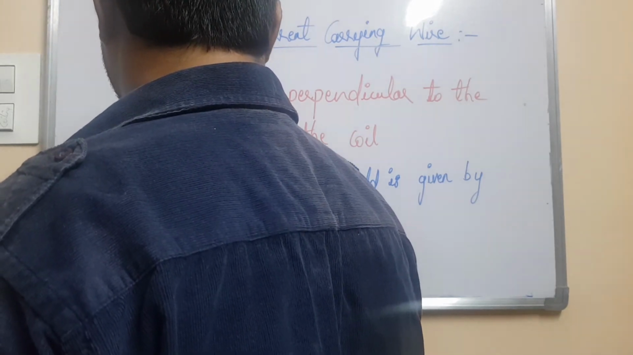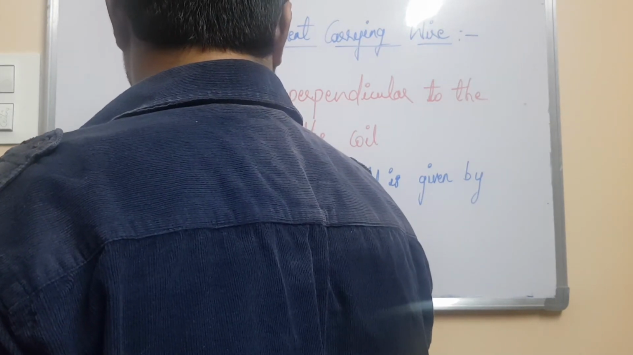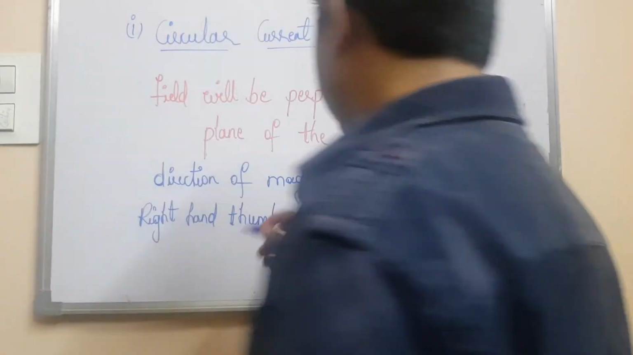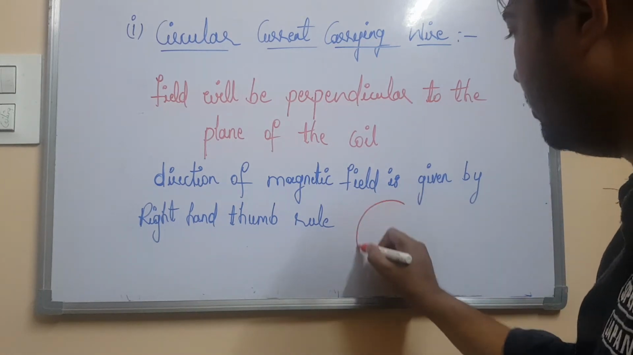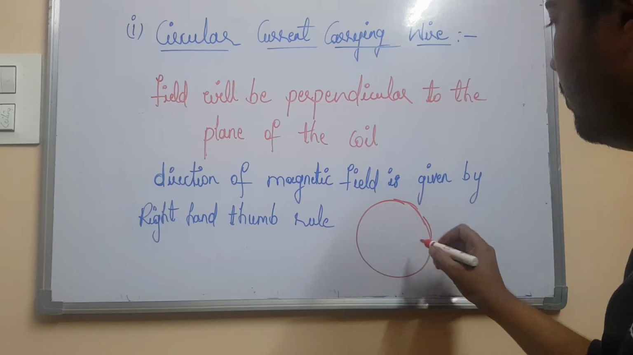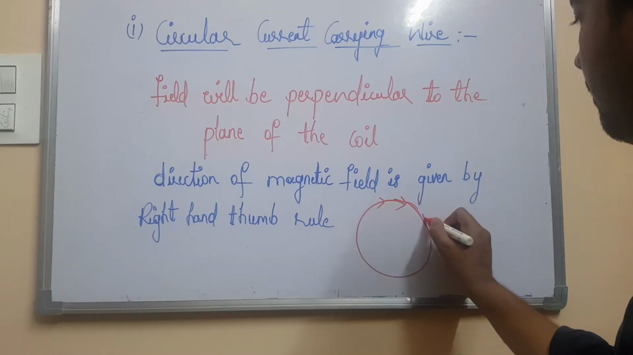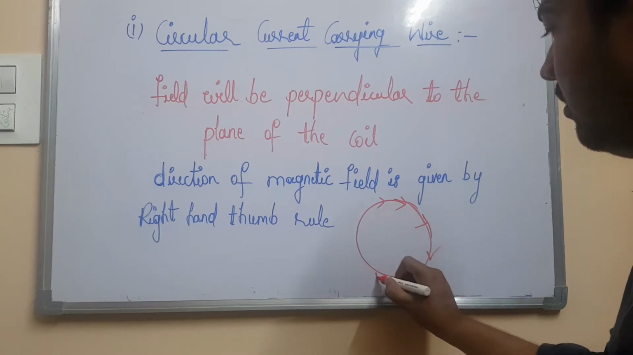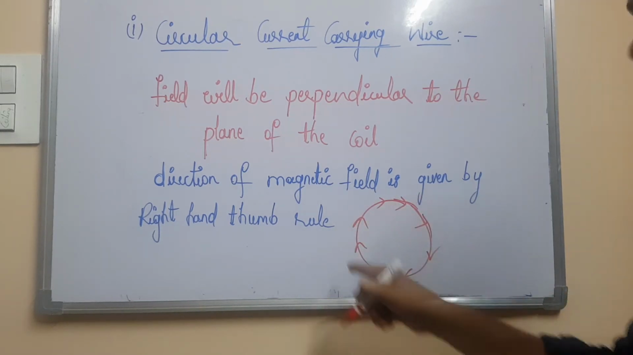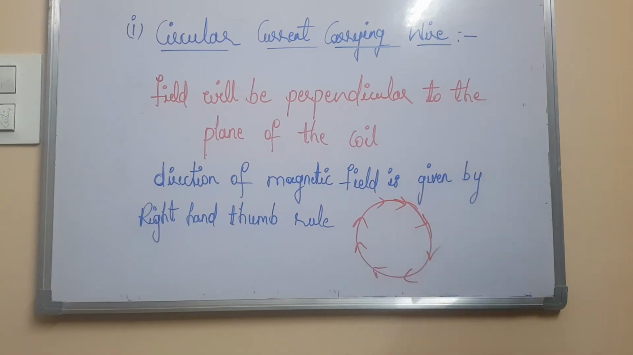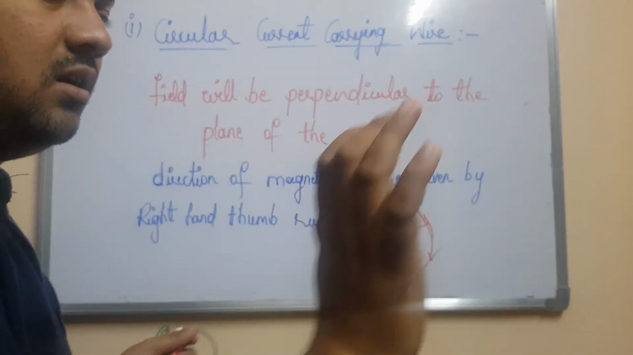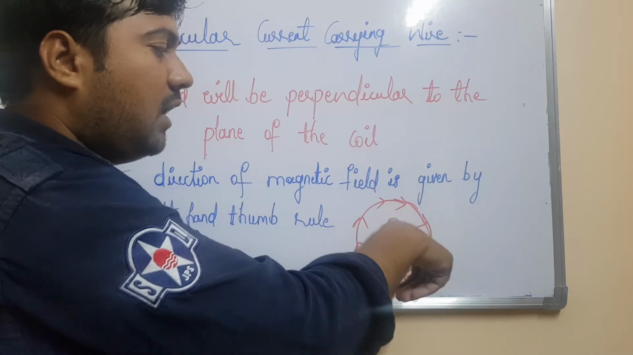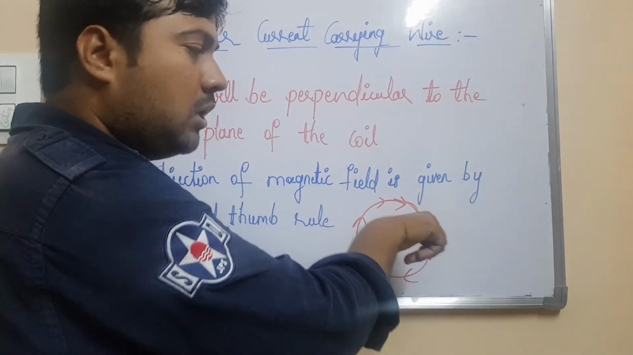Direction of magnetic field is given by the right hand thumb rule. Again, the right hand thumb rule states that if you take any circular current carrying wire, and in this circular wire current is passing in clockwise direction, if we close the fingers in the direction of the current, then the thumb gives the direction of magnetic field.